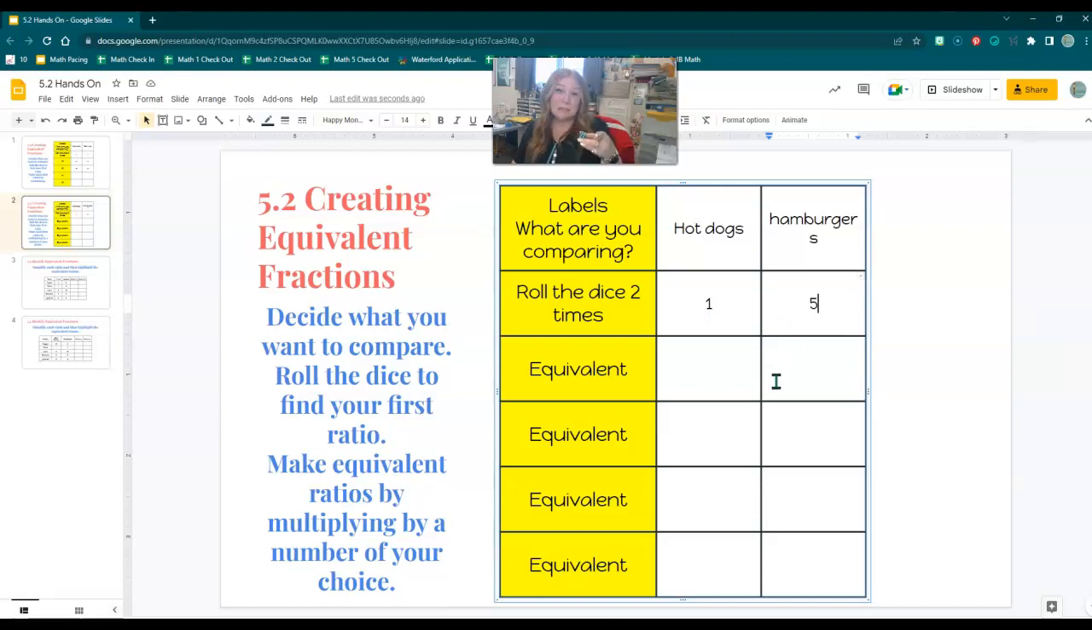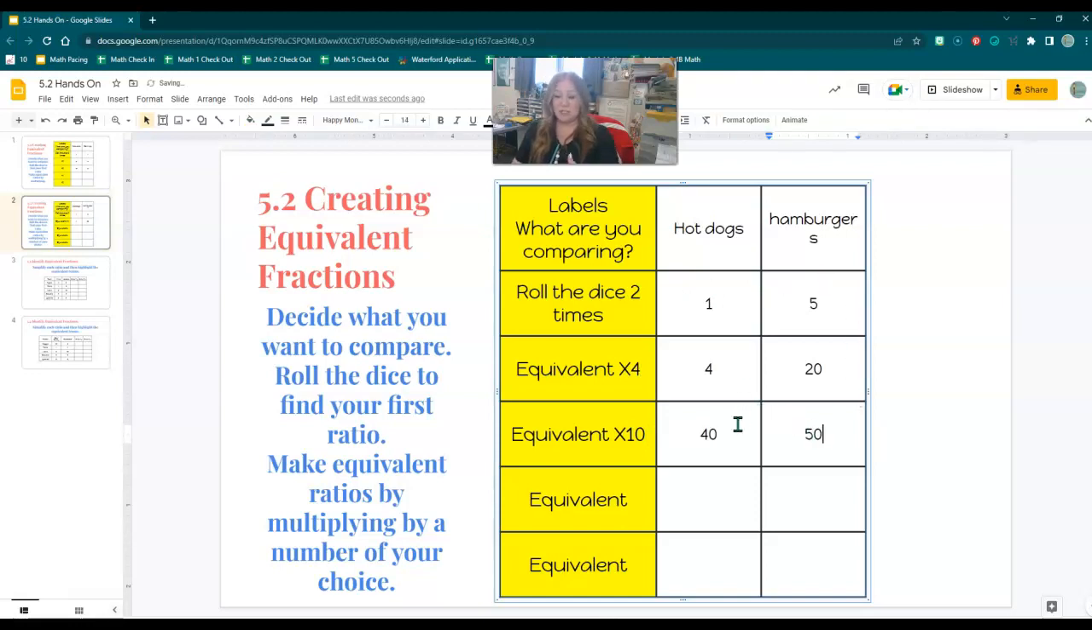Okay, let's make it a little harder for ourselves. So every time somebody ate 1 hot dog, people had eaten 5 hamburgers. So they were going through more hamburgers. So I get to decide here what I want to times by. I'm going to make this one 4 times bigger. So times by 4, times by 4. I'm going to make this one 10 times bigger. Times by 10, times by 10.